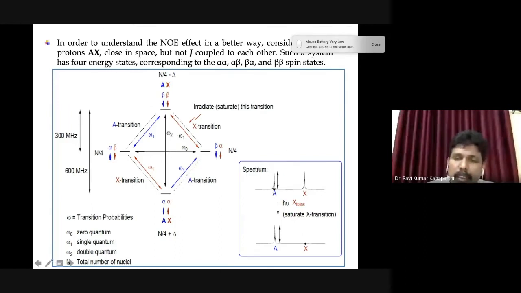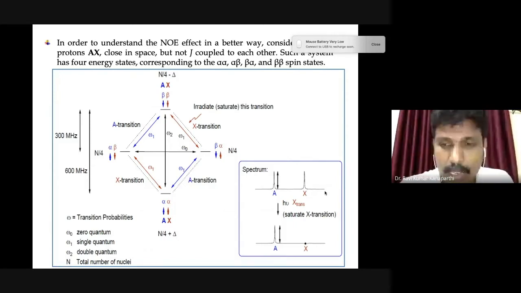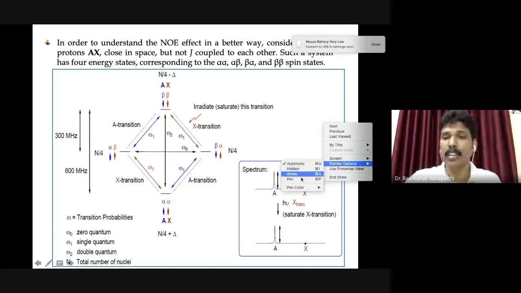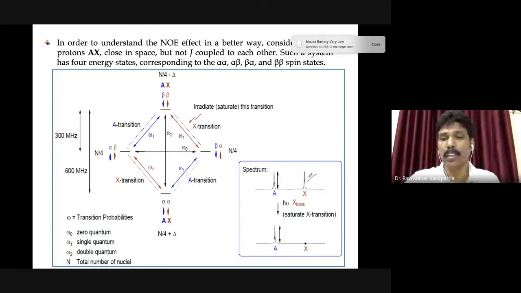So the nuclear Overhauser effect is nothing but this: you can concentrate here. A is one resonating signal, and X is another resonating signal. Now, in the nuclear Overhauser effect, one of the nuclear signals will be kept under saturation. What do you mean by saturation? I have already explained this saturation process. Just think of any spin-half nucleus. It will have an alpha state and a beta state.